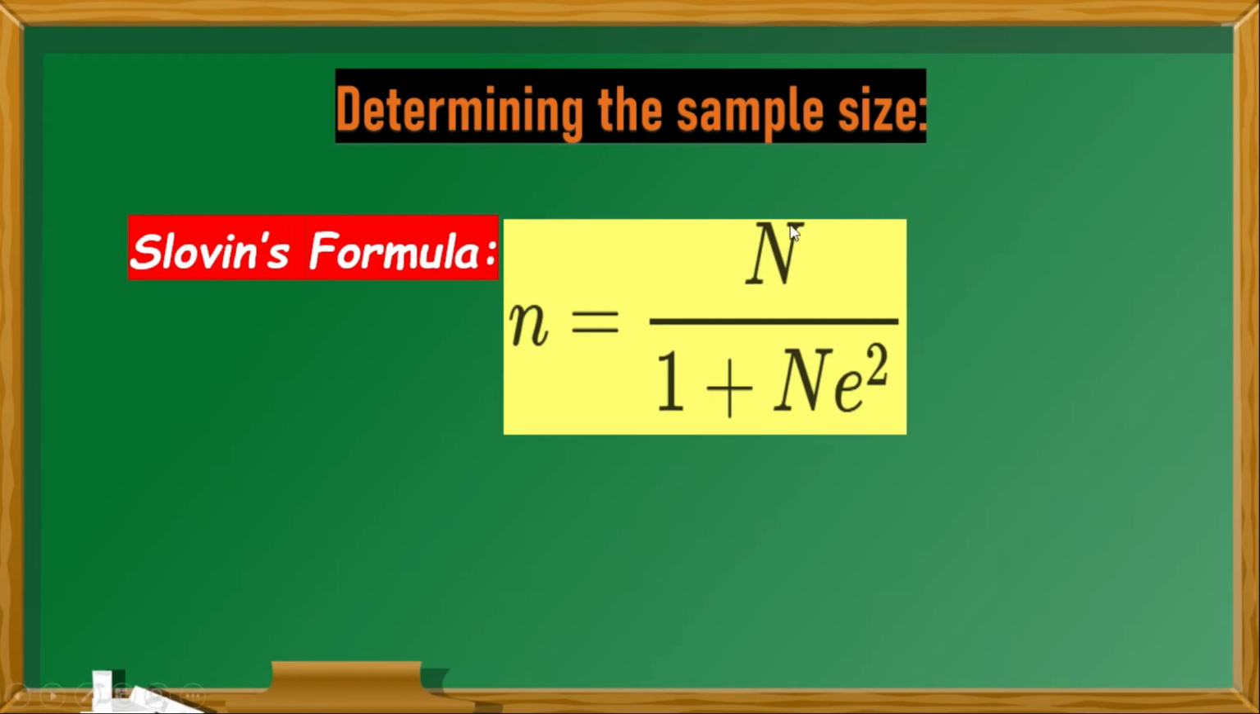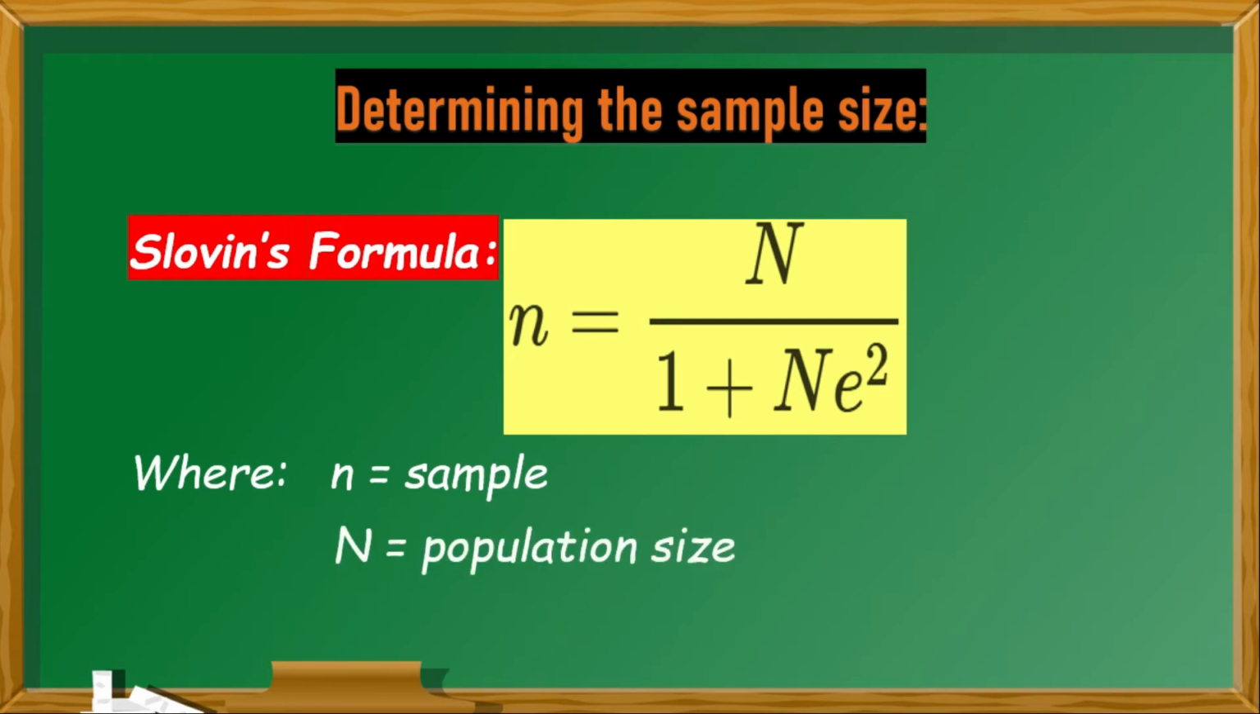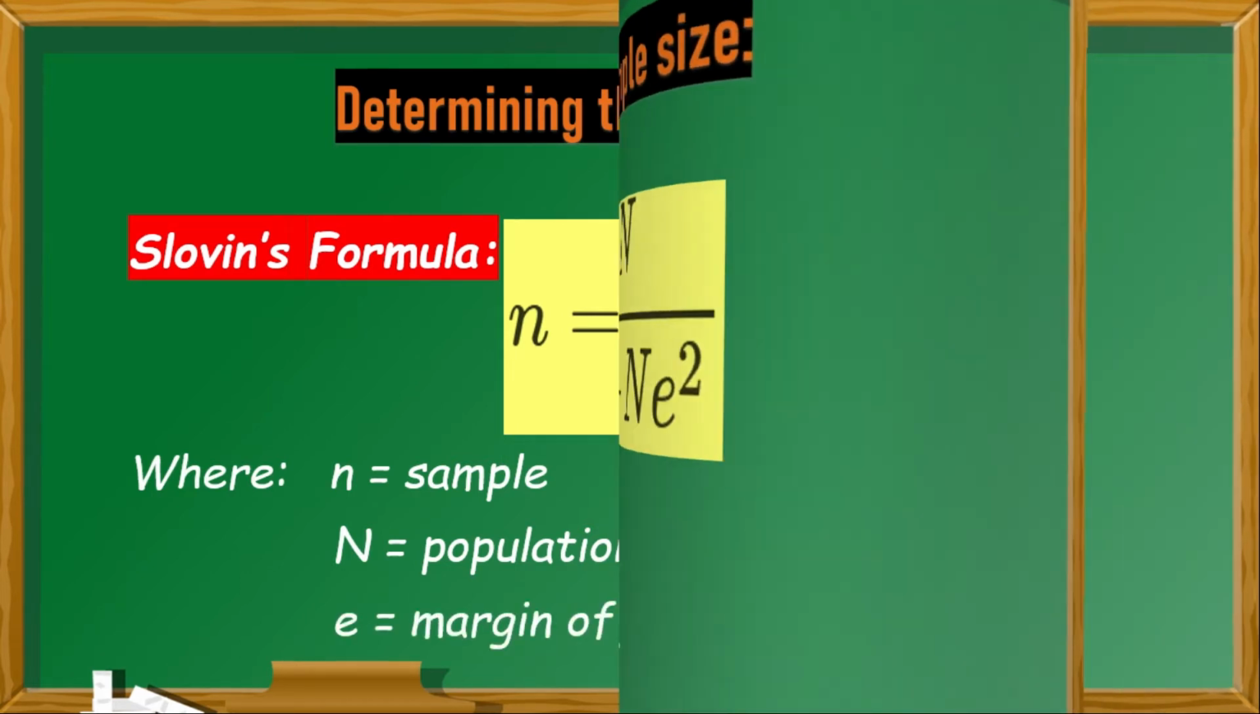n is equal to N divided by 1 plus N e squared. Ayan, where n, yung small letter n, it stands for sample data. And yung big letter N, it stands for the population size, yung whole population mismo. And yung e, it is the margin of error. So, magbigay tayo ng halimbawa para mas lalo nyo maintindihan.